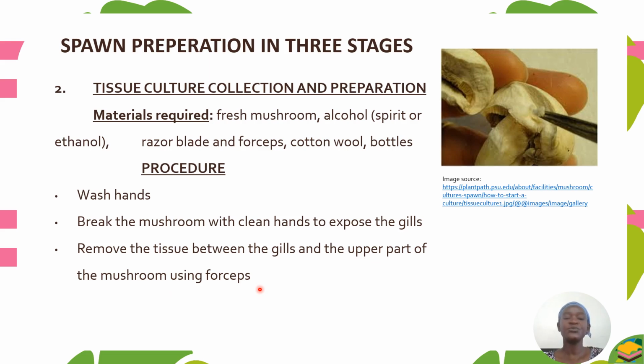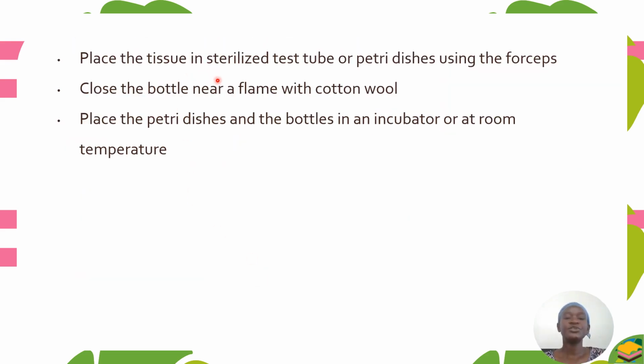Remember, the forceps which we are going to use should be sterilized as well. So you need to use clean and germ-free forceps. Then you press the tissue into a sterilized test tube or petri dish using the forceps, and close the bottle near the flame, not to allow germs to come inside. Then you close with cotton wool. Then you place the petri dishes and the bottle in an incubator or at room temperature.